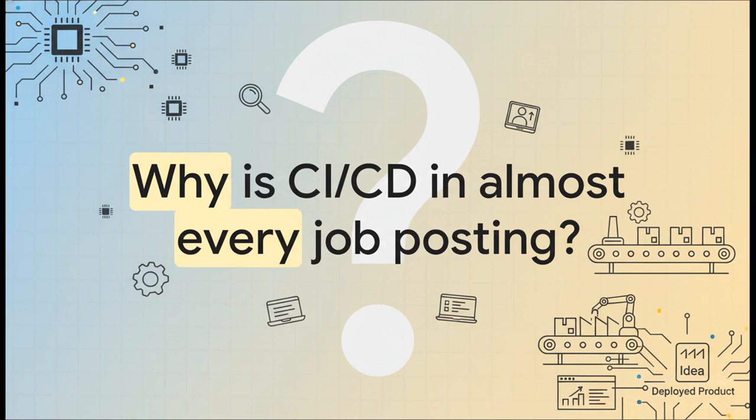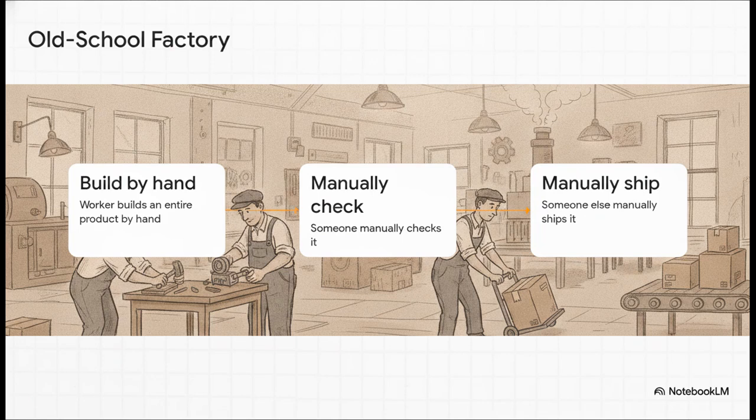And to really grasp it, we actually need to look backwards at how physical things used to be made. Let's just step away from the computer screen for a second. I want you to imagine an old-school factory. Think about how a physical product was built way before modern automation took over the world. First, a worker builds an entire product completely by hand. Then, someone else walks over, physically picks it up, and manually checks it for quality. And finally, a third person manually packs it into a box and ships it out. Step 1, build by hand. Step 2, manually check. Step 3, manually ship. It's a very human, very step-by-step process.